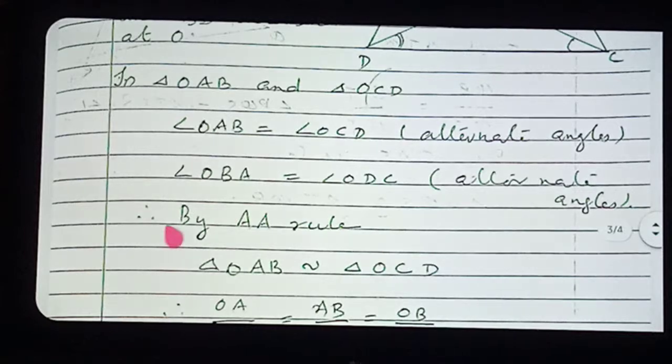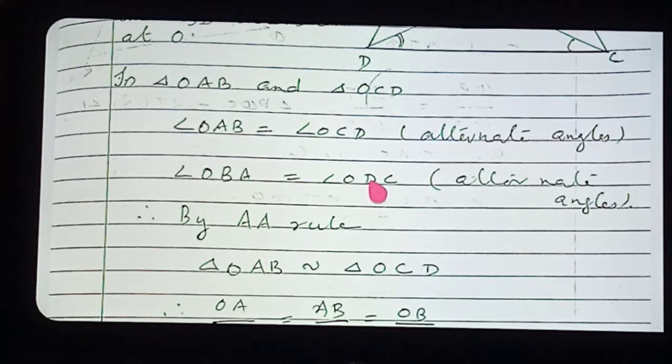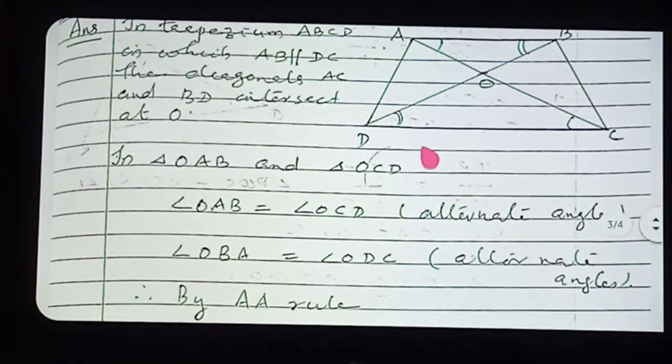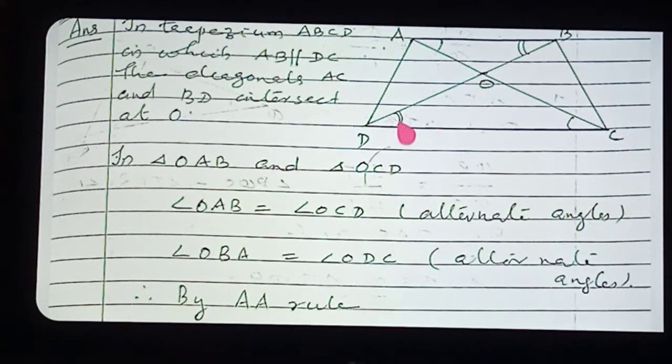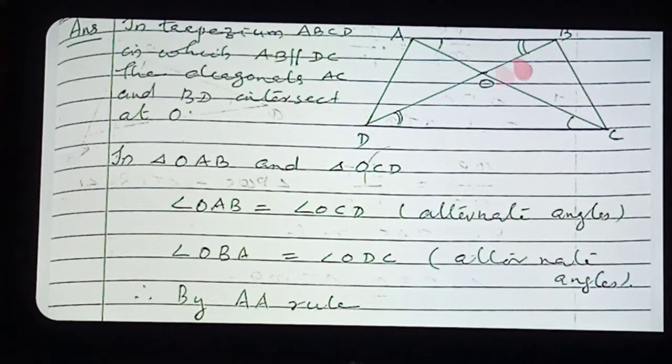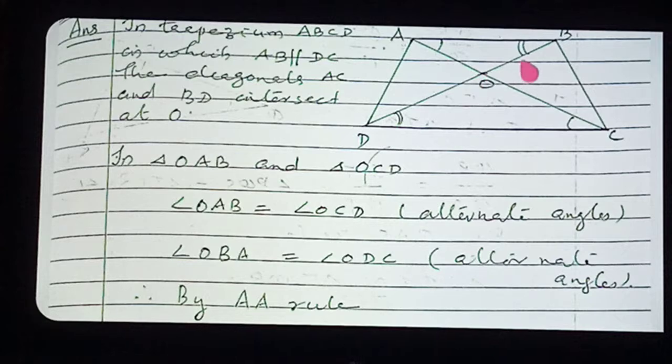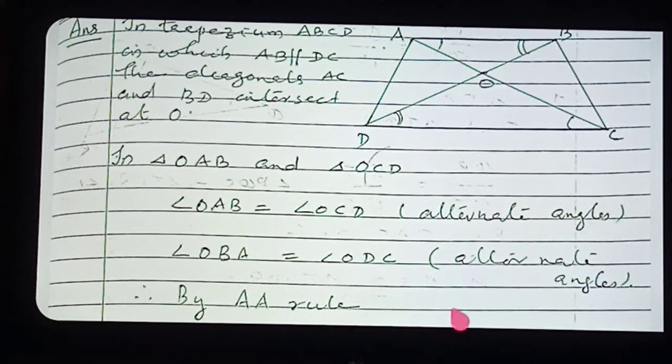Now, the second point I have written. Angle OBA is equal to angle ODC. How is it taken? See the diagram. OBA is equal to ODC. How is this coming? These lines AB and DC are parallel, and BD is the transversal. Therefore, what type of angles are these two? Alternate angles. So, by which theorem? By the AA rule. You have studied the AA criteria, no?